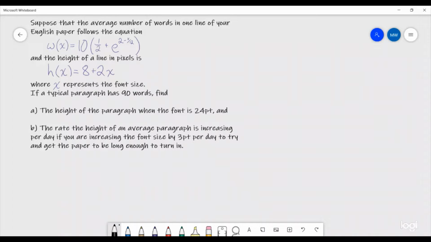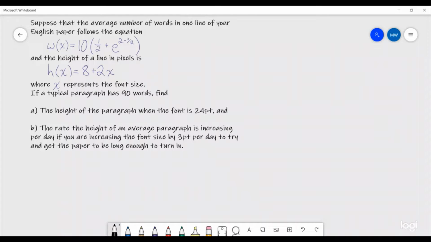So let's suppose that you were writing an English paper and got really bored, because we all know that we much prefer doing math homework to writing English papers. And let's say that you decided to practice your math while delaying working on your English paper, and you decided to figure out how many words fit on an average line.